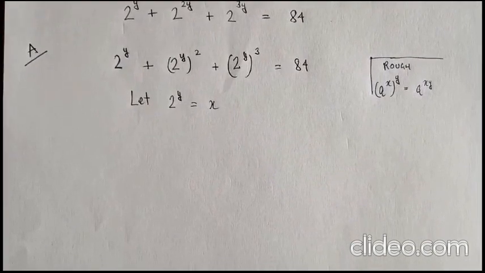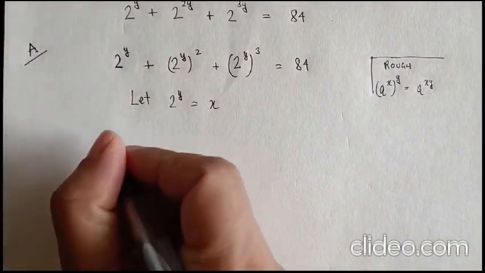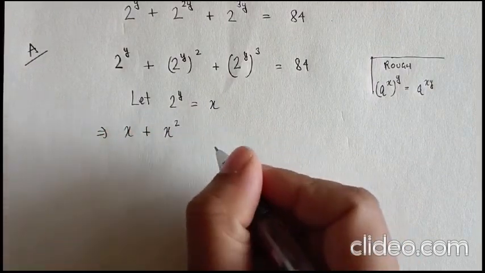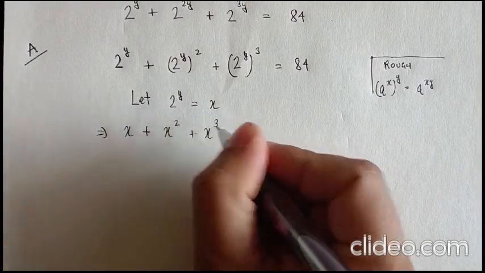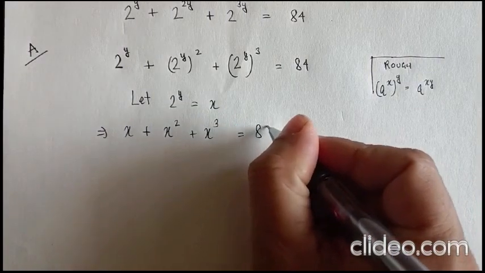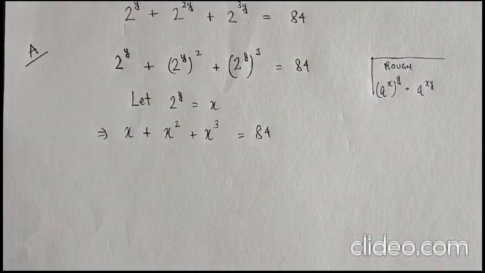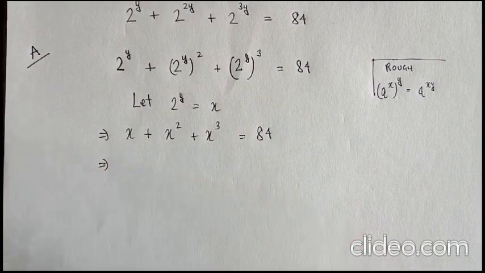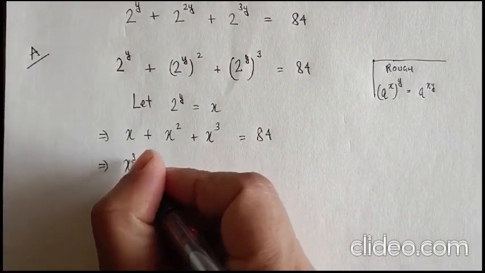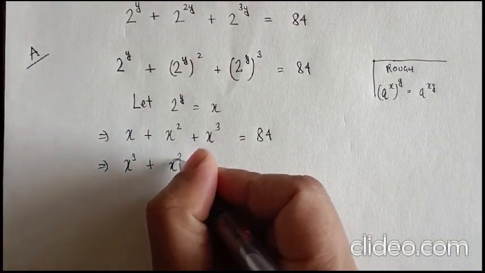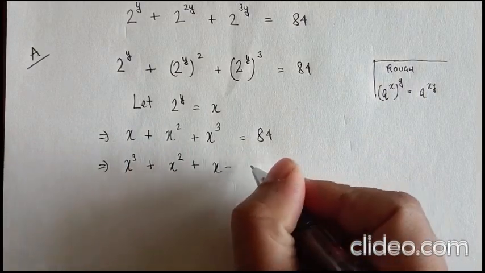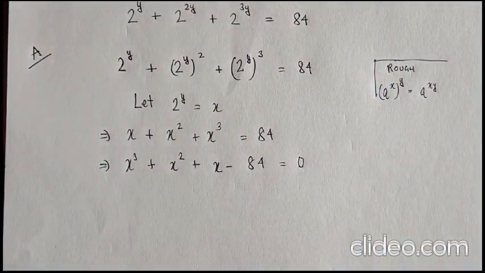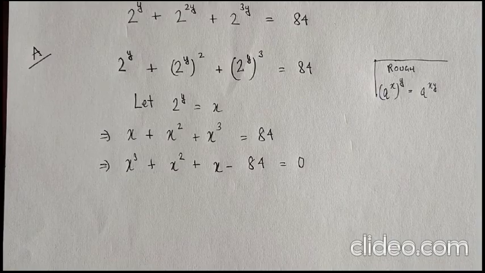Once we do this, we come to an equation where this becomes x plus x squared plus x cubed is equal to 84. We now bring the 84 to the LHS and rearrange the terms with the highest power first: x cubed plus x squared plus x minus 84 is equal to 0. Now how do we factorize this, right?